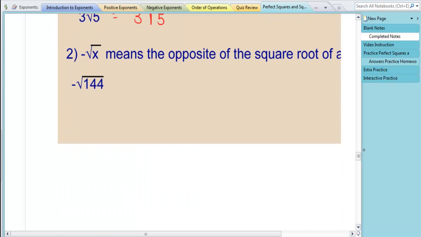The second notation I want to talk about is having an opposite symbol in front of your square root symbol. All it means is opposite. So you take the square root of the number and then put a negative in front of it, because when you take the square root of a number, it will always be positive. So your answer will always be positive. Therefore, if you're finding the opposite, it becomes negative. So the opposite of the square root of 144 equals negative 12, since the square root of 144 is 12.